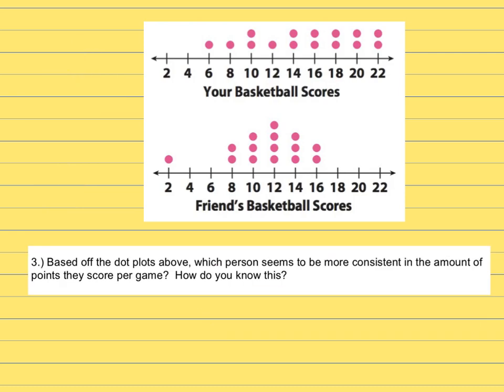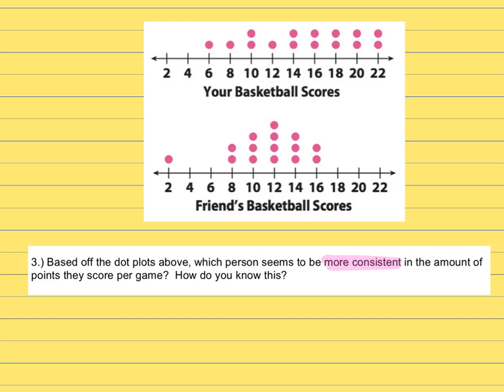Question number three, same graph, still basketball scores. Based off the dot plots above, which person seems to be more consistent in the amount of points they score? And how do you know this? The way to tell this, more consistent, basically means who has a smaller range of scores. Most of their points are all clustered up together.